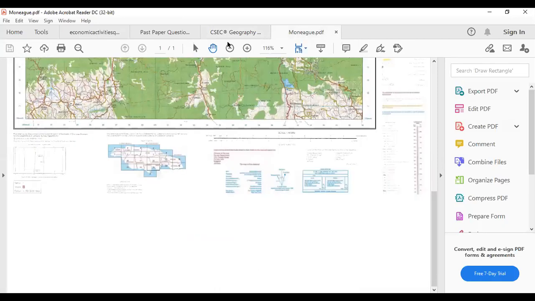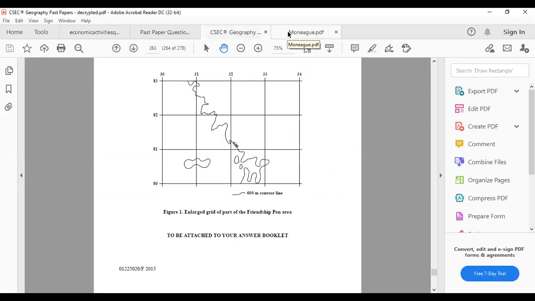Okay, the second question is what? Tell me what it is so I don't move up. The second question is what? The second part of that question is what?